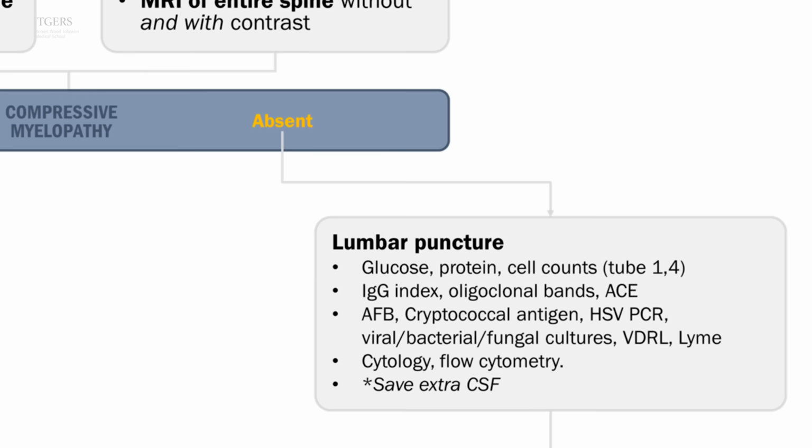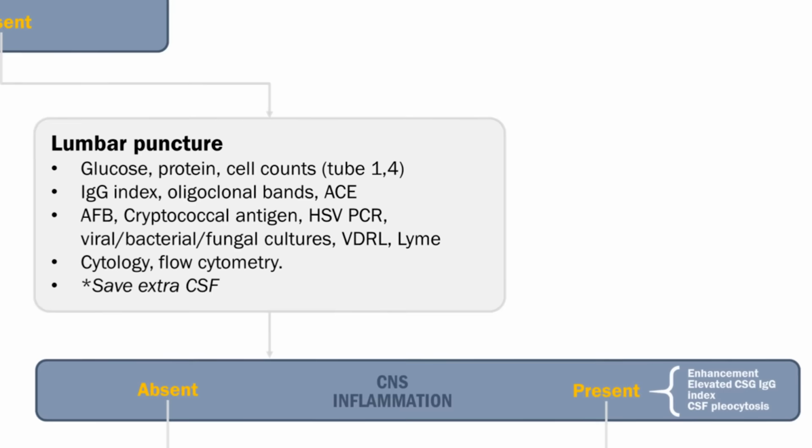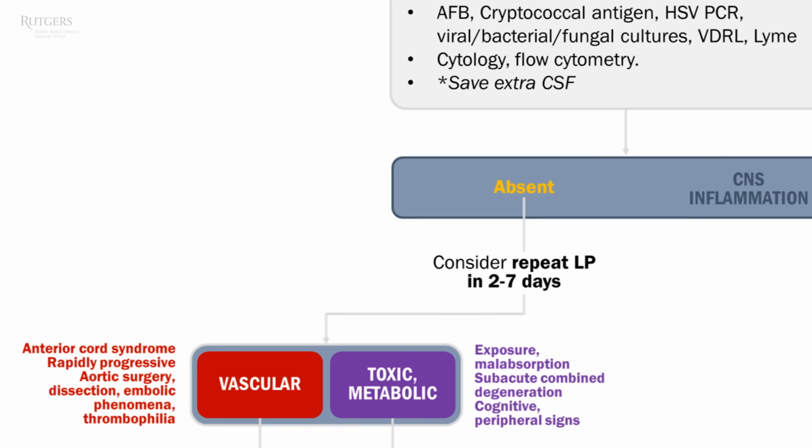So why do we do a lumbar puncture? Well, to look for evidence of CNS inflammation, of course. If CNS inflammation is absent, consider repeating the lumbar puncture in a week because it might be too early in the disease course. If there's truly no CSF inflammation, then you're dealing with vascular and toxic metabolic pathologies. Think cord stroke and combined subacute degeneration.